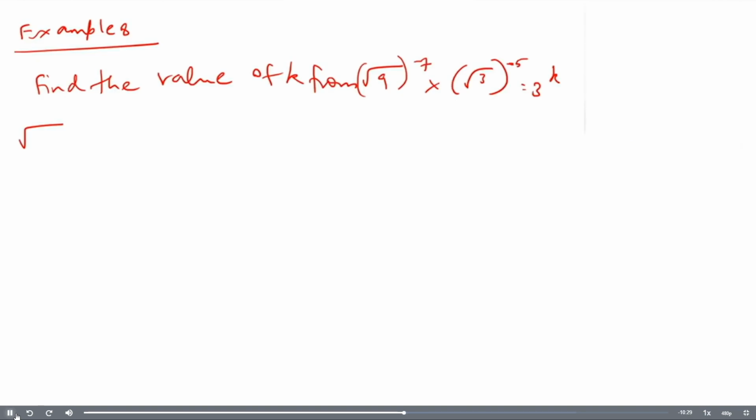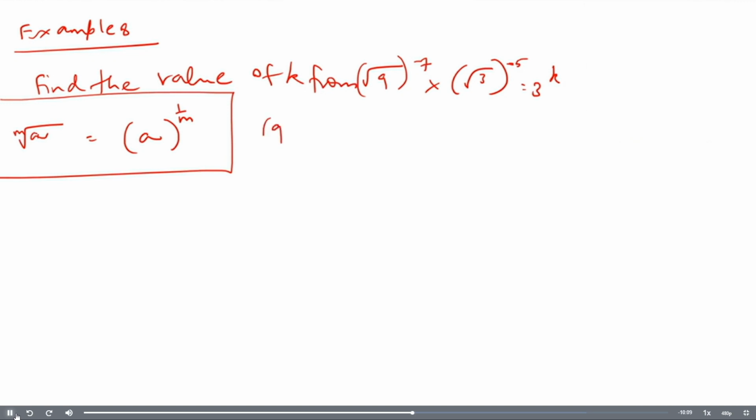mth root of a. There is a number a, we take the mth root of a. As per the indices law, this can be taken as a to the power 1 by m. Similarly, using that logic here, we can simplify this as 9 to the power half into minus 7 into 3 to the power half into minus 5 is equal to 3 to the power k. Maintain the equation while solving.